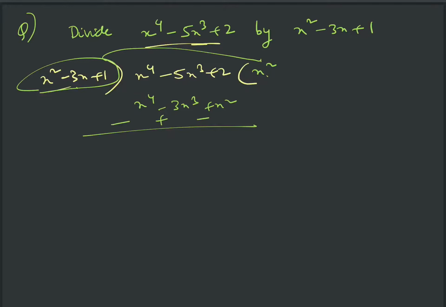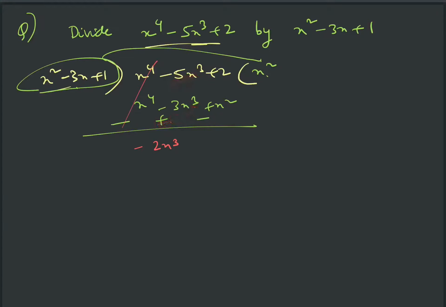Now you subtract this, so minus, plus and minus. So x power 4 will get cancelled. And then plus 3x cube minus 5x cube, you get minus 2x cube. This was minus 3x cube in the previous step, and now we are subtracting it, so minus will become plus and plus will become minus.